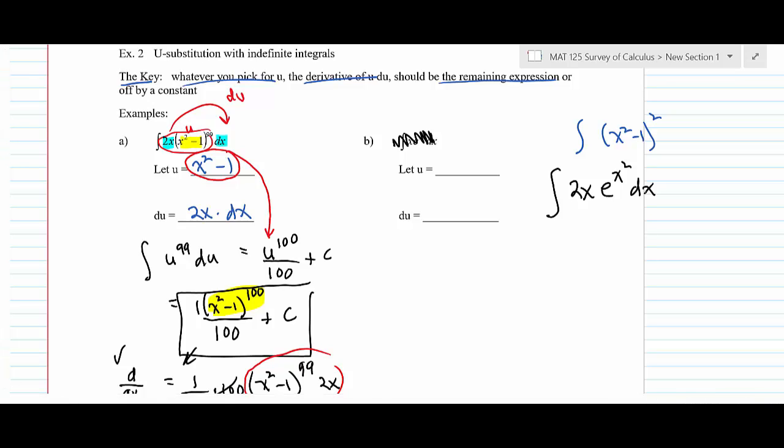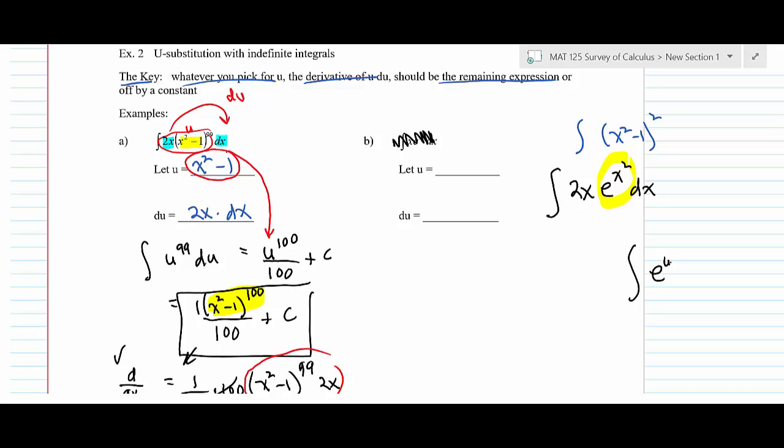Okay, one thing that you got to do on here, in general, if you see an e in your problem, you're hoping that you could ultimately just change this into an e to the u integral. How come? What's the integral of e to the u?